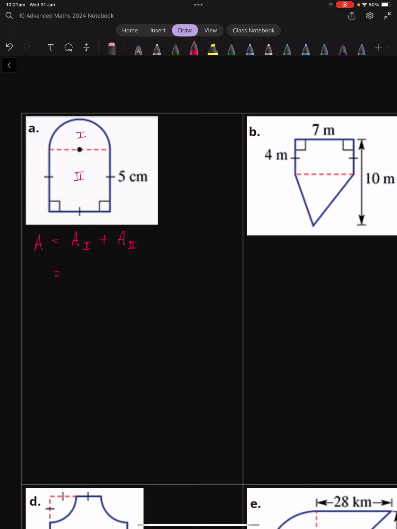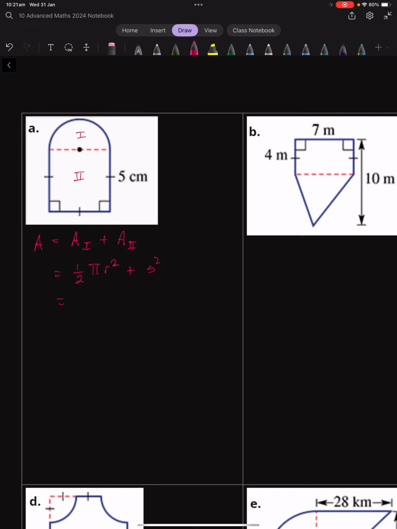The first bit I've got is a semicircle, so it's going to be half of the area of a circle, which we know is pi r squared. Squared, that's the one that refers to the area because it's got 2 dimensions. 2 pi r, that's the circumference because it's only got 1 dimension. The other shape, area 2, is a square, so that's just going to be the side length squared. Something like that. We can fill in the blanks.